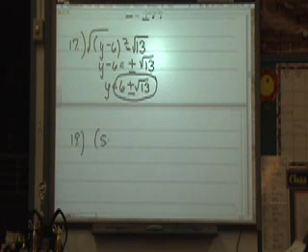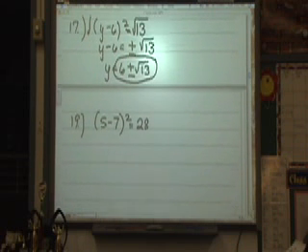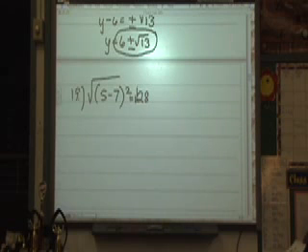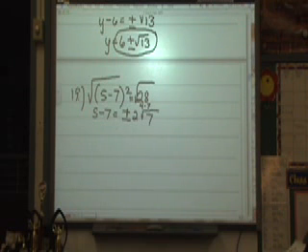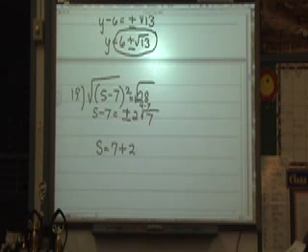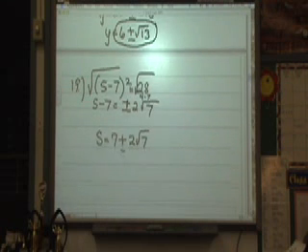19, s minus 7 quantity squared equals 28. Perfect square is isolated. Take the square root of both sides. So you have s minus 7 equals, and you're going to have to simplify that radical, that's 4 times 7, plus or minus, the square root of 4 is 2, radical 7. Move the 7 to the other side, or add 7 to both sides, so s equals 7 plus 2 radical 7, as well as 7 minus 2 radical 7.